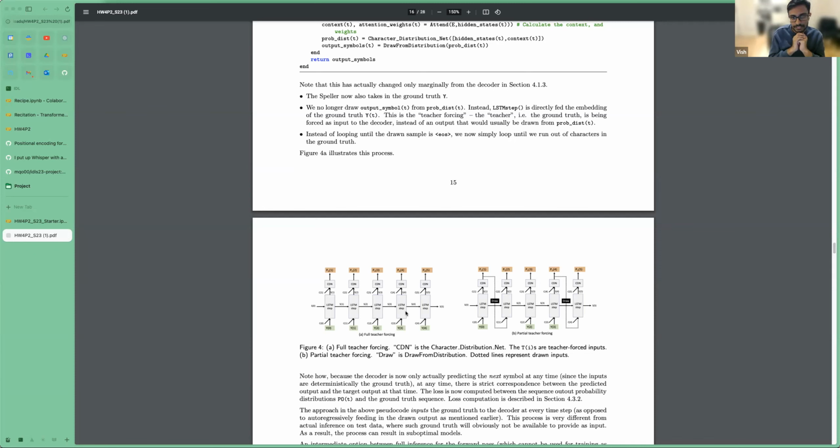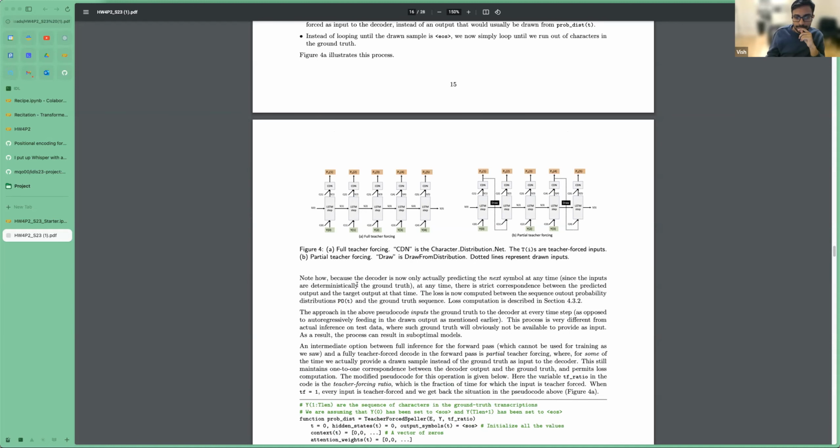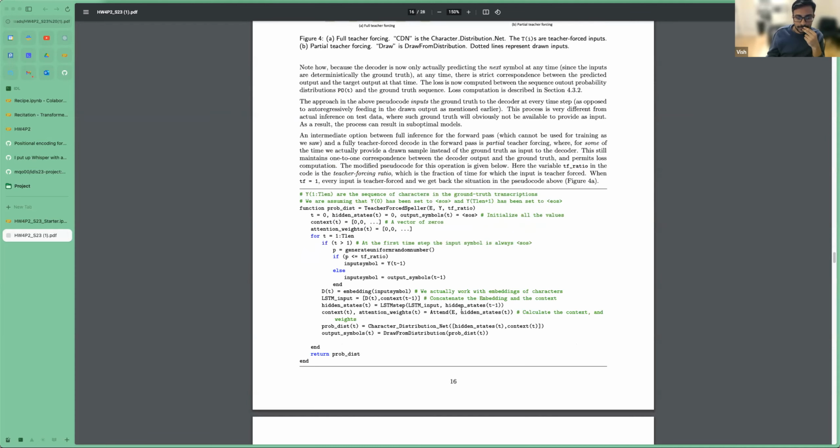Yes. So if it's less than that probability, you use the ground truth embedding. Otherwise, you use the embedding of the predicted character. In this case, if it's a greedy draw, it's just going to be the argmax of the distribution that you get at that time step. That tells you what the predicted character should be. Right. That's basically what teacher forcing is.